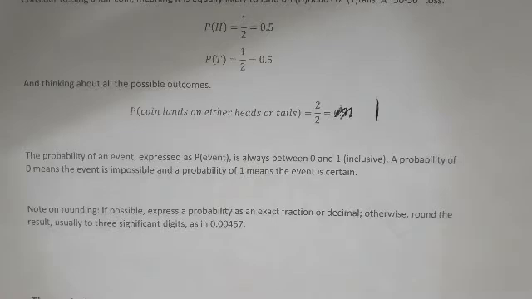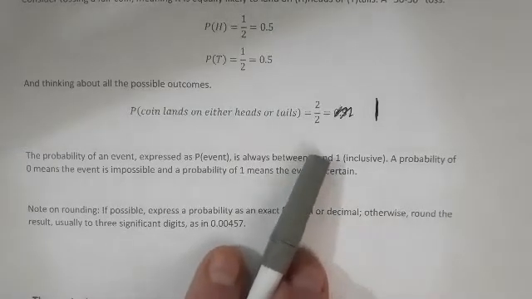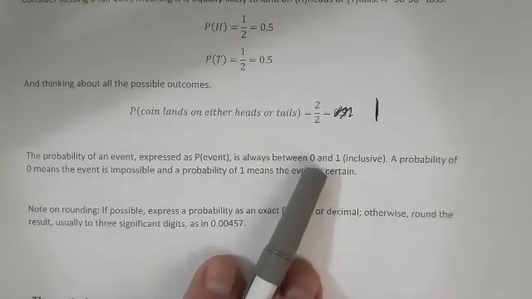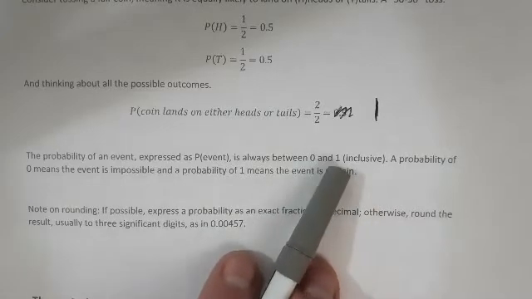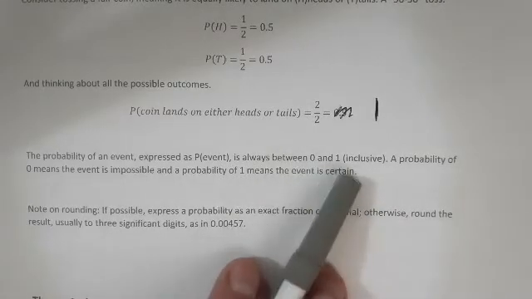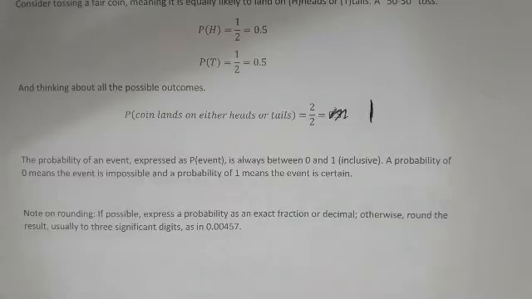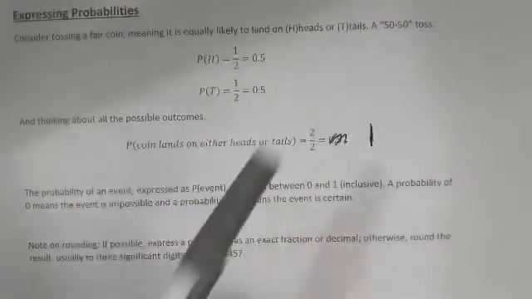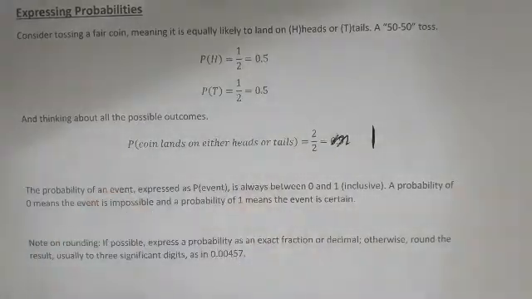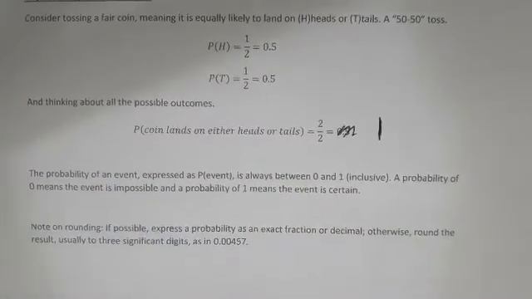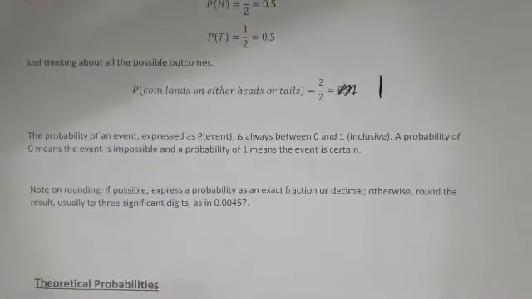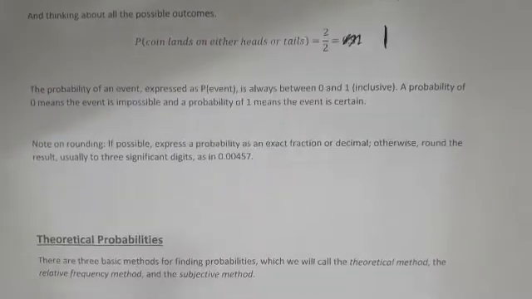Okay, so probability of an event, expressed as P of an event, is always between 0 and 1. 0 meaning it's never going to happen, so the lower it goes, the closer to 0, the less likely it is to happen. 1 is guaranteed to happen, so the closer it gets to 1, the better off we are. But it is going to be a fractional amount. If we say 50%, it's going to be like 0.5. There's a 50% chance of heads happening.